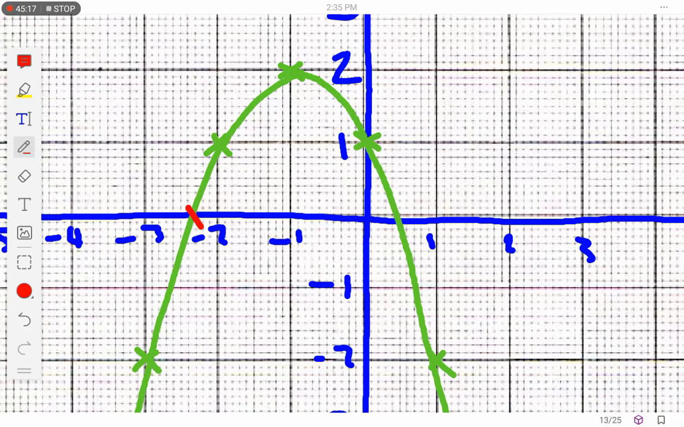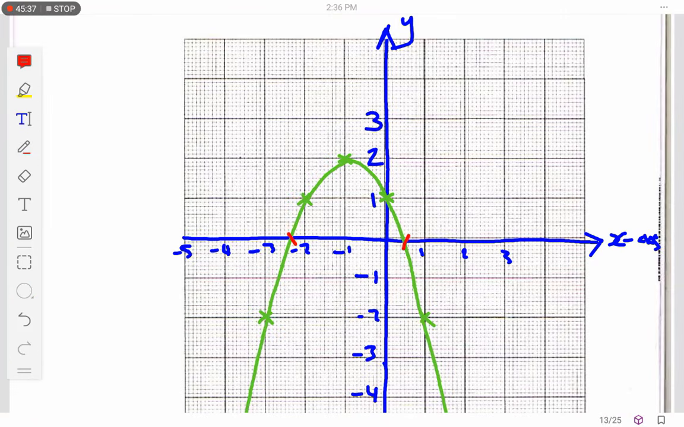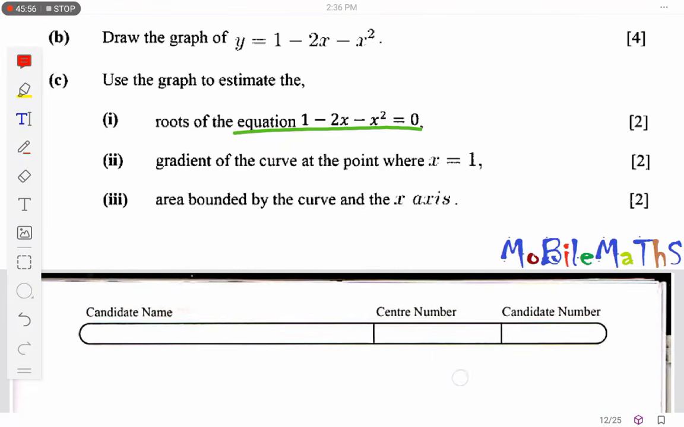Then for the other one, this side here, it's like 1, 2, 3, 4, 5. Nearly at the half there, at the center. So it's like 0.5 there. So the roots, the x values, are equal to minus 2.3 or 0.5. Okay, like that. Let's move on to the next question.